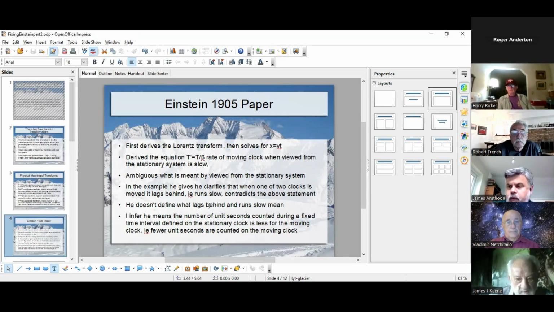Then there's another example where he has a clock moving around in a polygon, and he says that the clock loses time when it moves around the polygon. And then he's got a third example where he says that a clock at the equator loses time compared to a clock at the poles. And he gives those three examples. But he never gives those three examples again.